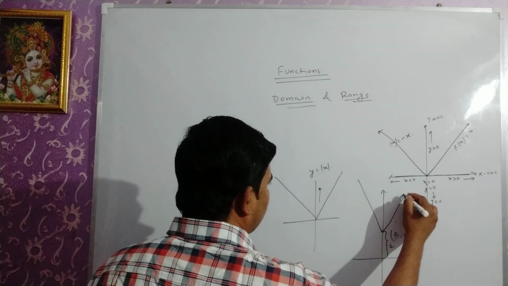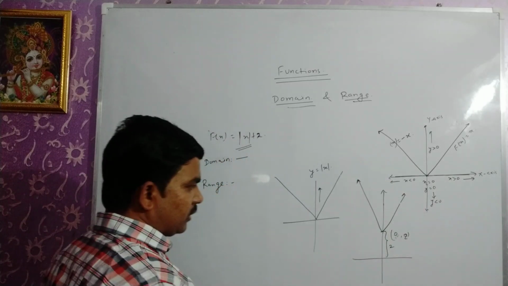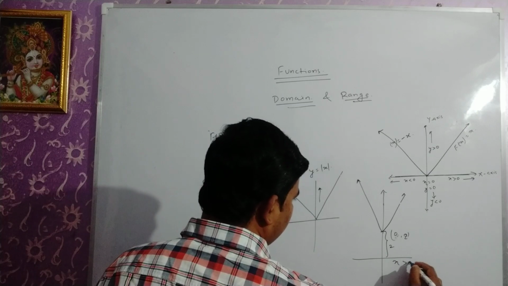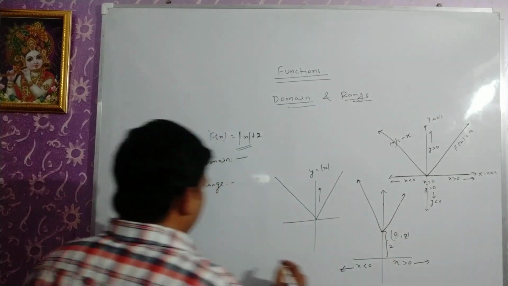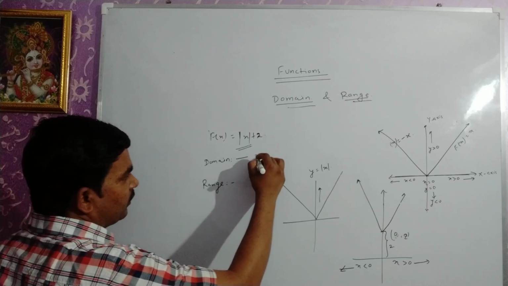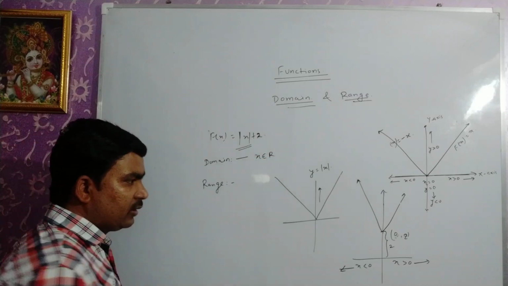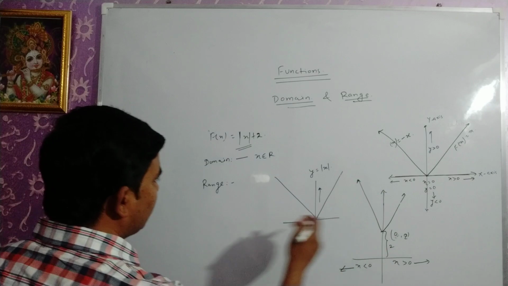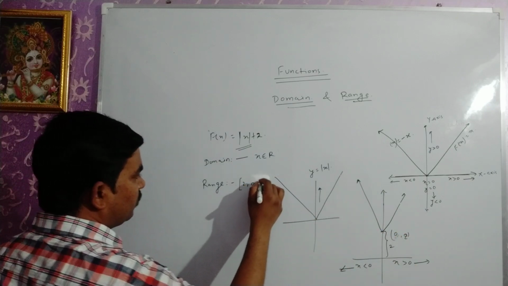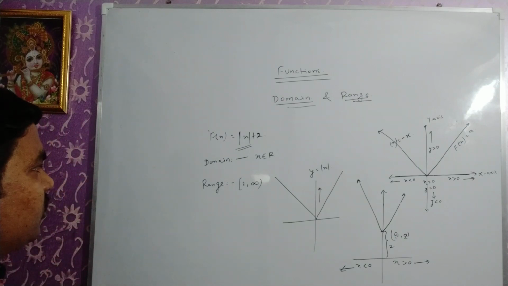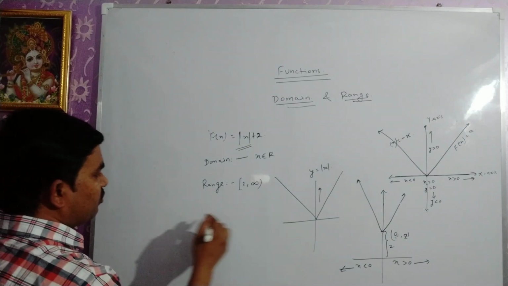In this situation, it is also clear that x is greater than 0 and x is less than 0. So we can write the domain is x belongs to R, and the range, with minimum value 2, is from 2 to infinity. Many of these problems we can solve by these methods.